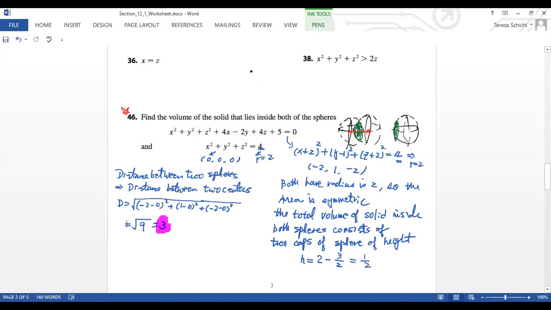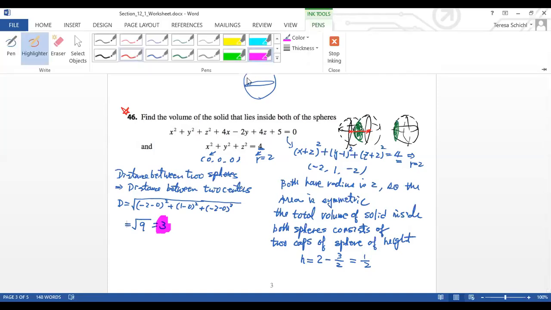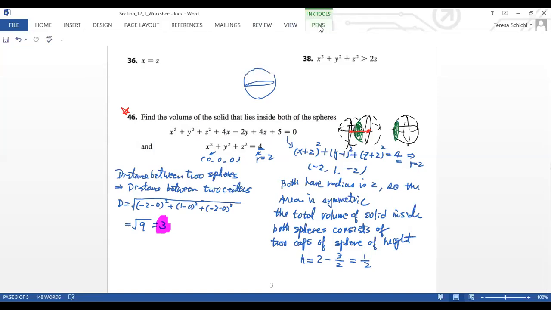So what I mean here is, if you look at this, this is a sphere, remember? This is the top of the cap. So if I have a cap here, right?